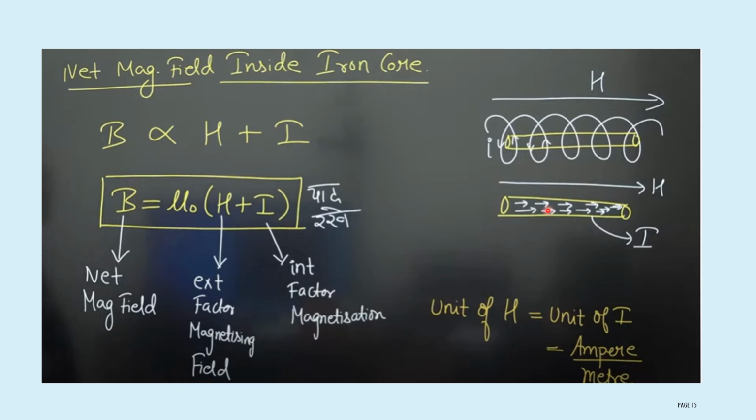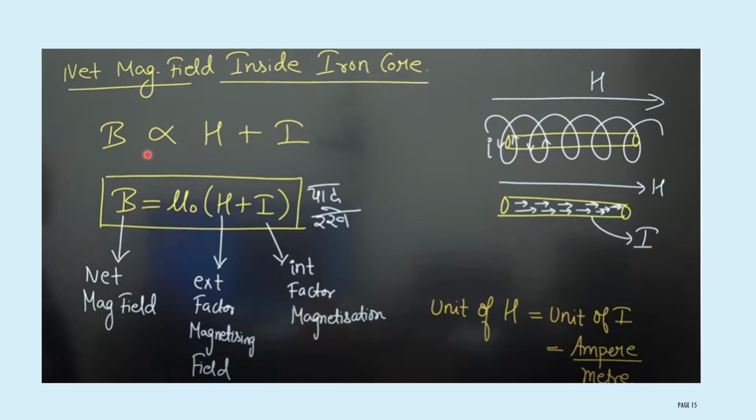If you keep an iron core inside a solenoid, because of the external magnetic field, the magnetic dipoles inside the iron core will align in a proper direction. Because of the alignment of magnetic dipoles, the iron core gets magnetization. Because of this magnetization, it adds to the external magnetic field. Therefore, net magnetic field B is directly proportional to magnetizing field H plus magnetization I.